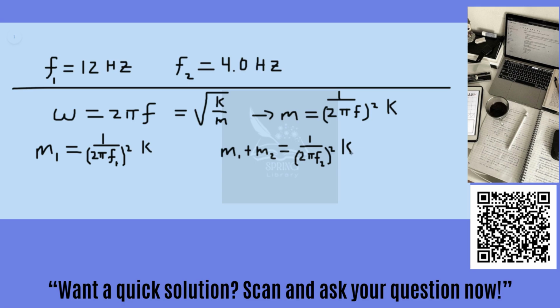But since we want to find the ratio of m1 to m2, we need to get m2 by itself. So we need to subtract m1 from the left side of the equation over to the right side of the equation. So we subtract m1, so this becomes m2 is equal to that value minus m1, and we're going to replace m1 with the expression we have on the left. So what we end up with is m2 is equal to, well, the k and the 2 pi squared are going to be the same for both, so we can pull that out front. So we have k over 2 pi squared times 1 over f2 squared minus 1 over f1 squared.